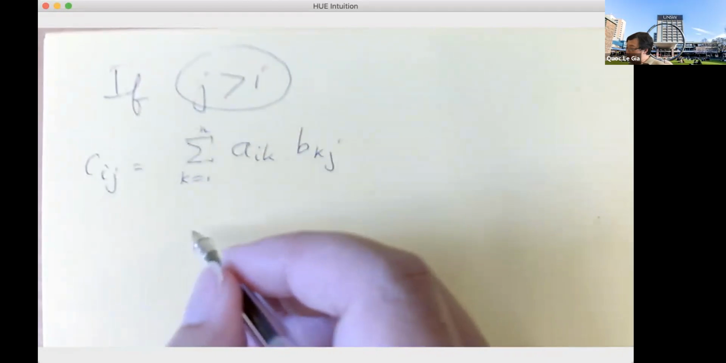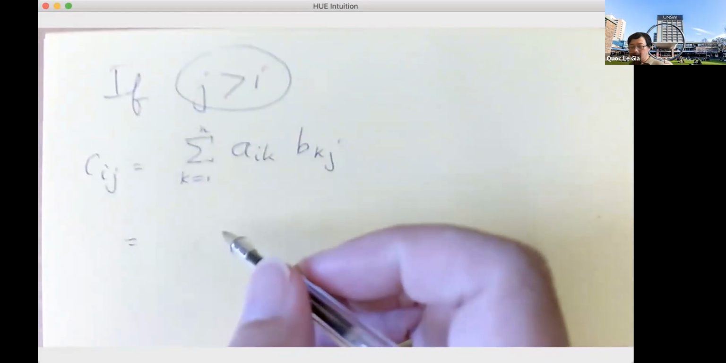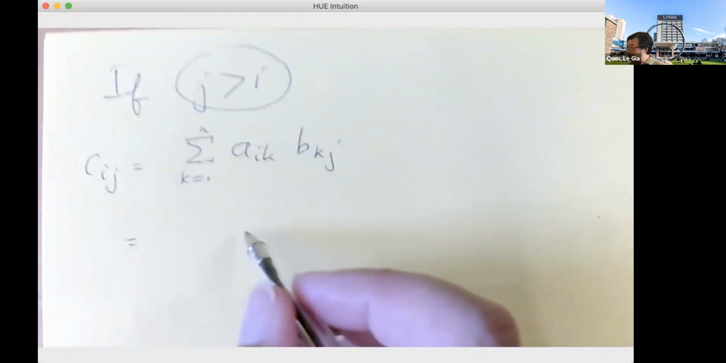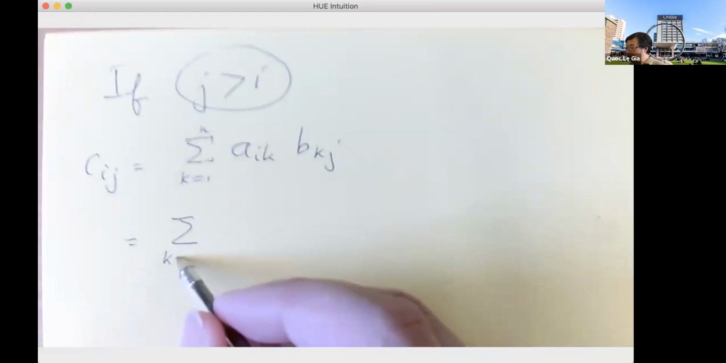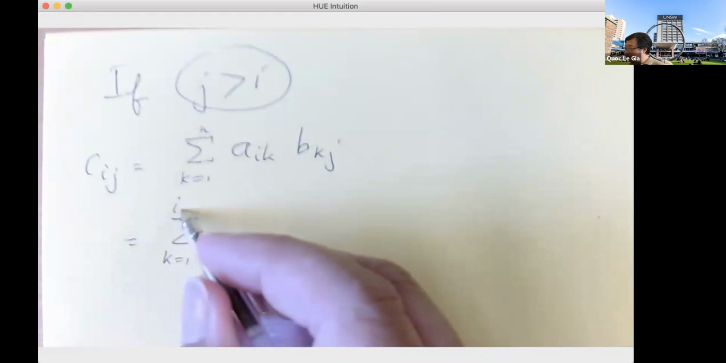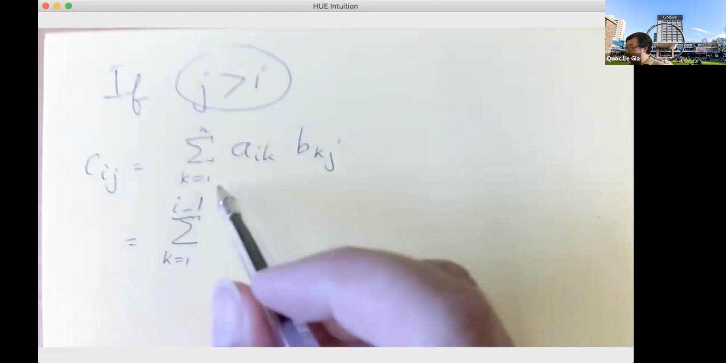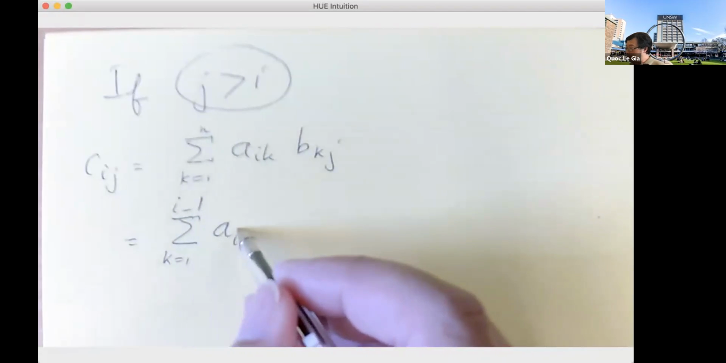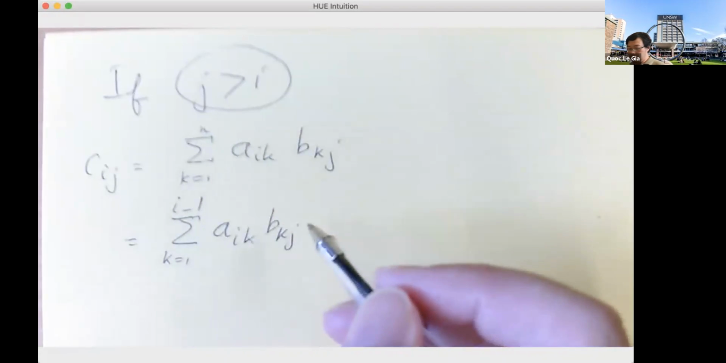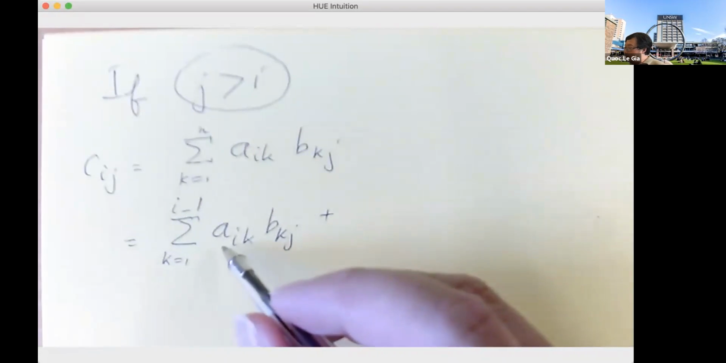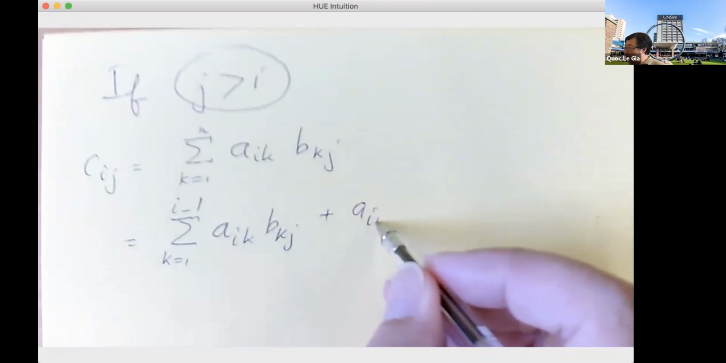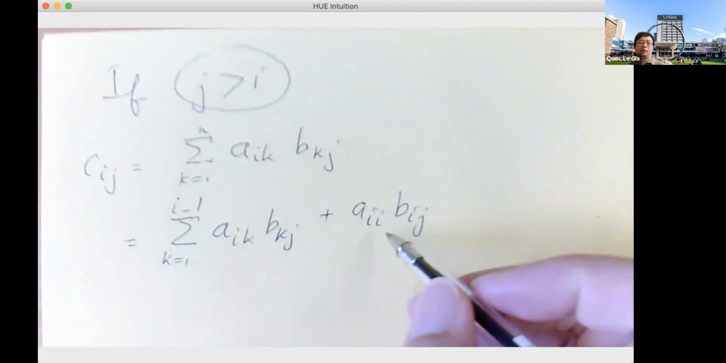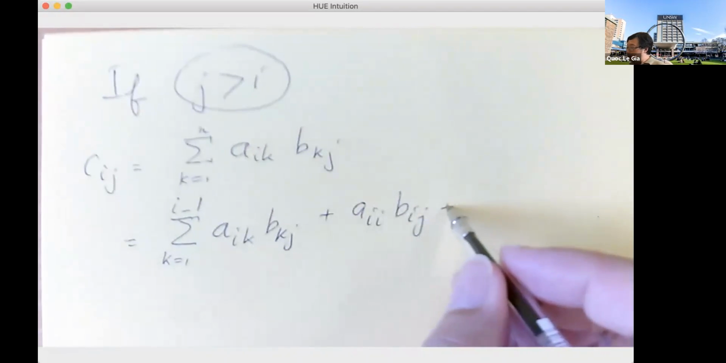Now I split it again, but now I split it into five sums, five terms. First, I let k run from 1 to i minus 1. Remember, i is the smallest number here, smaller than j. So I let it run to i minus 1, so I have Aik, Bkj. And now when k equals i, then I put in Aii, then Bij.